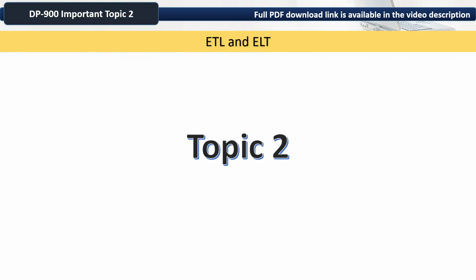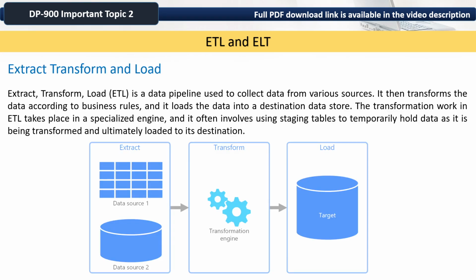To the next topic, ETL and ELT. First is extract, transform, and load. It is a data pipeline used to collect data from various sources. It then transforms the data according to business rules, and it loads the data into a destination data store. The transformation work in ETL takes place in a specialized engine, and it often involves using staging tables to temporarily hold data as it is being transformed and ultimately loaded to its destination.